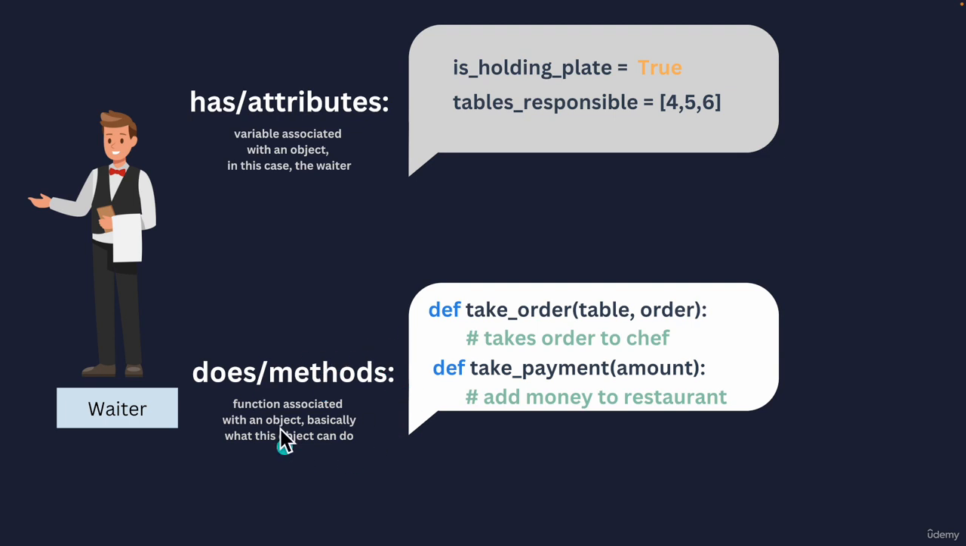And the methods of this waiter are what it does, these functions. Essentially, a method is a function associated with an object, basically what this object can do, right? So again, an object, in this case the waiter, has attributes and methods. An attribute is essentially the associated variables, and a method is essentially the functions, or what it does. Now keep that in mind, guys.